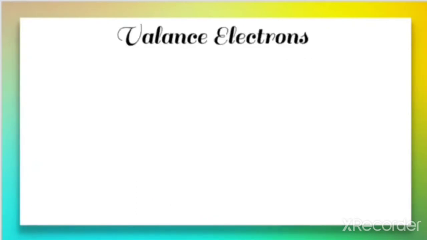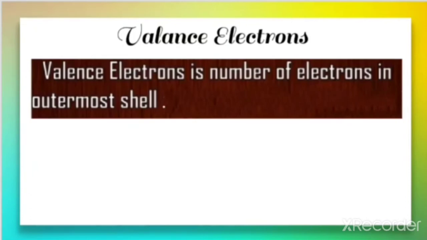First, let us define it. Valence electron is the number of electrons in the outermost shell. That is, the number of electrons which are present in the outermost shell is called valence electrons.